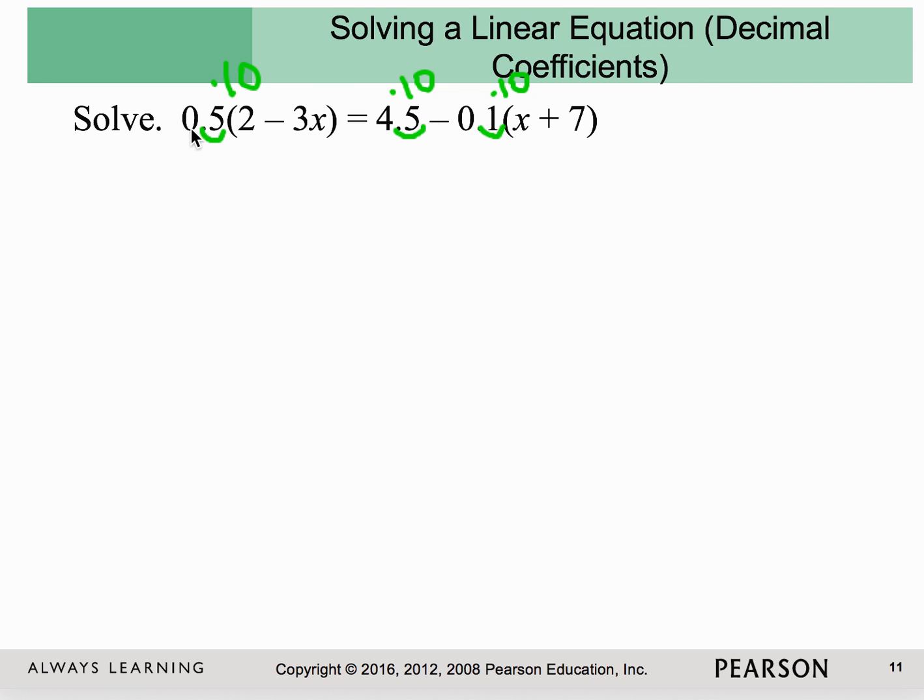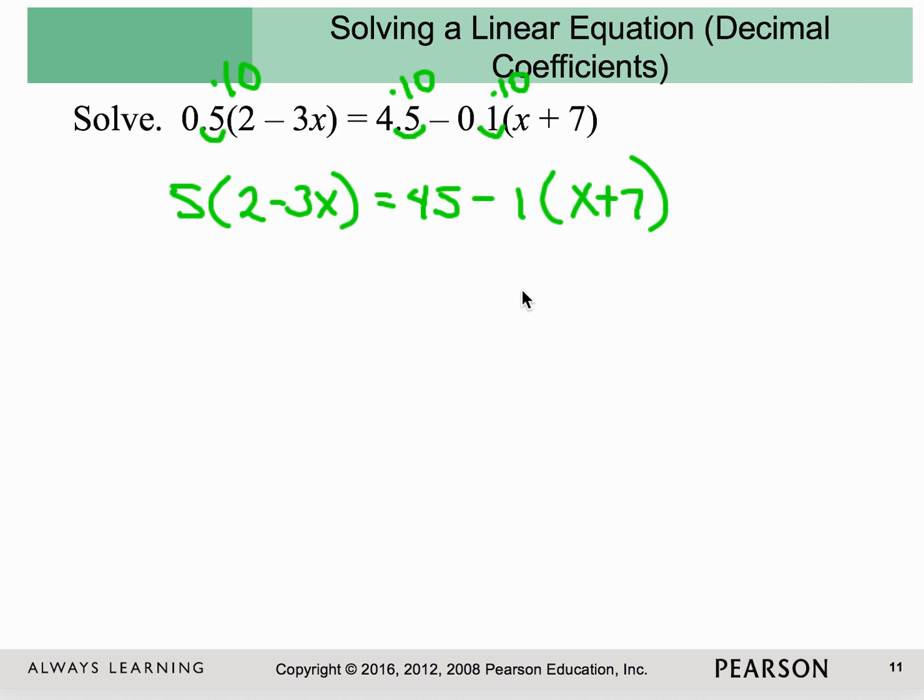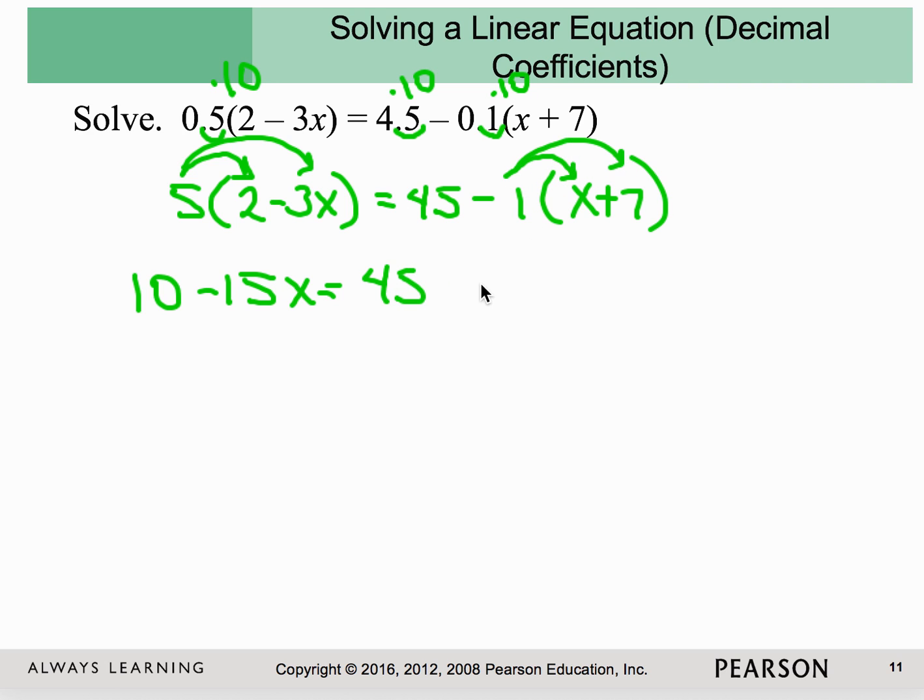So now, this is just 5 times 2 minus 3x. This is 45 if the decimal moves over 1, minus 1 times x plus 7. Okay, we've gotten rid of the fractions, aka decimals. Now get rid of parentheses. So 5 distributed through is 10 minus 15x equals 45, and distribute negative 1. So negative x minus 7.